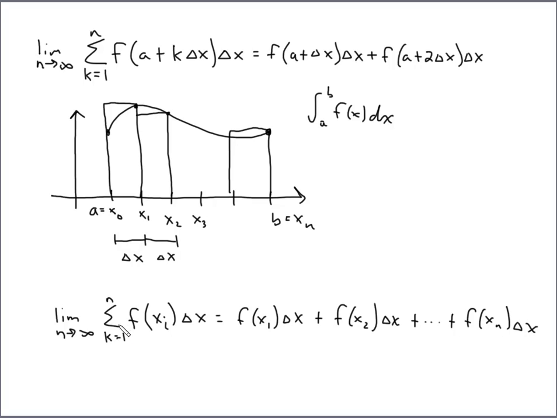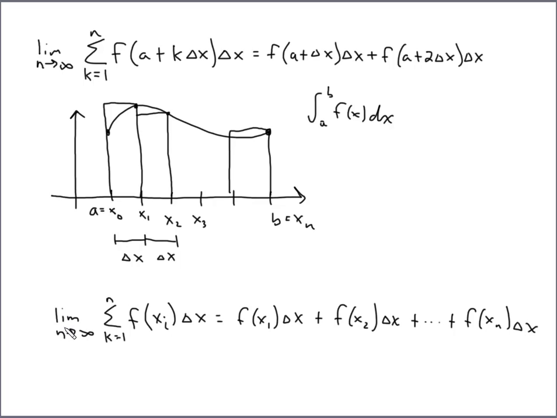If you wanted a left endpoint approximation, you could start at 0. So 0 would be the first one, the height of your rectangle would be here, and then you would end it at n minus 1. The last one would be this one right here, the n minus 1 rectangle. That would give you a left endpoint approximation, but again, it doesn't matter which approximation you use.